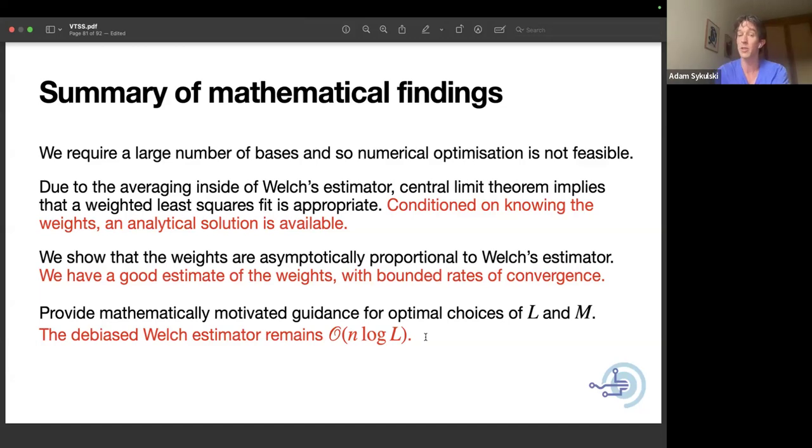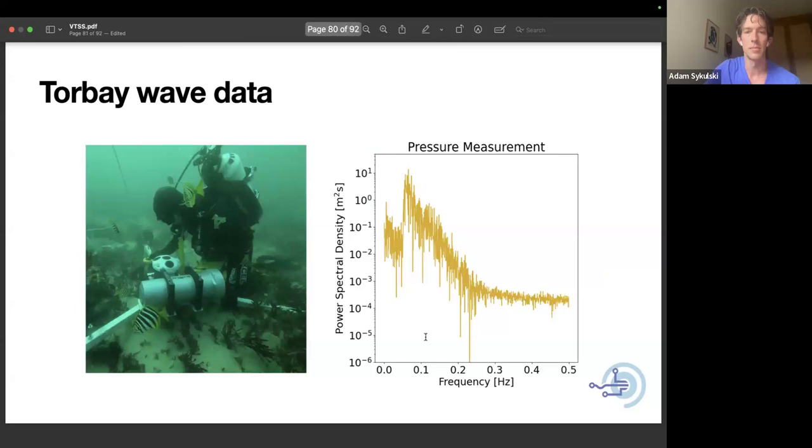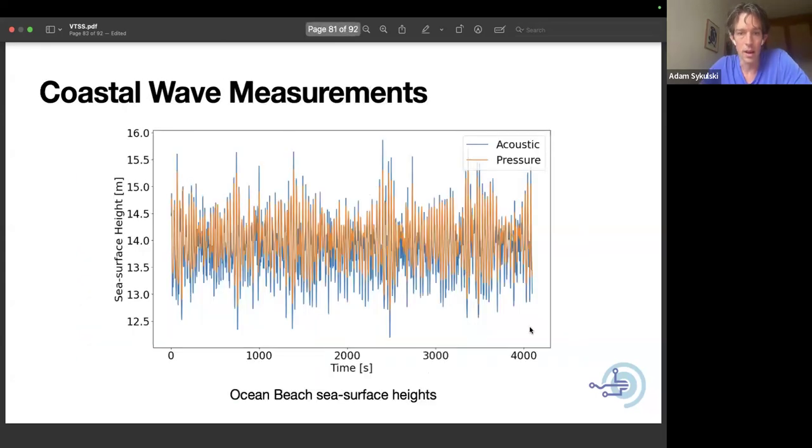And the debiased Welch estimator remains an order n log L estimator, because we just have to take Fourier transforms of length L segments. So it's all still super fast. Now, just to give some plots. This was the wave data we looked at earlier, the pressure measurements in the time series. The periodogram looked like this, where we weren't sure what was going on here in the tail. And this was corresponding to the time series you see here, where we have the pressure in red and the acoustic in blue.